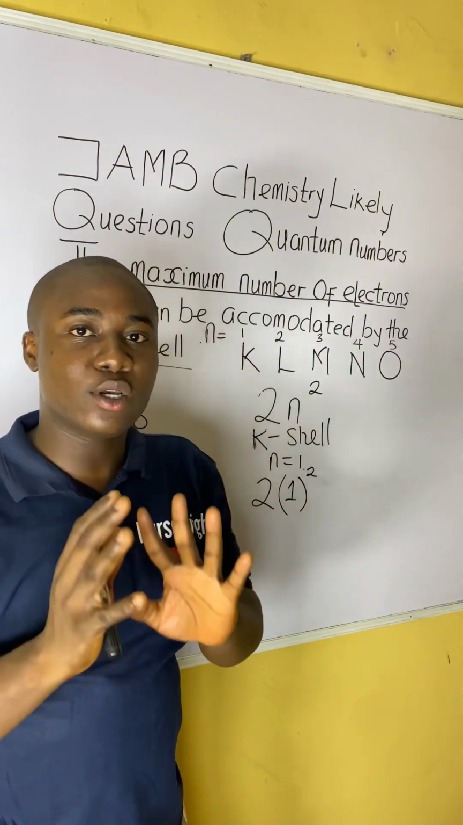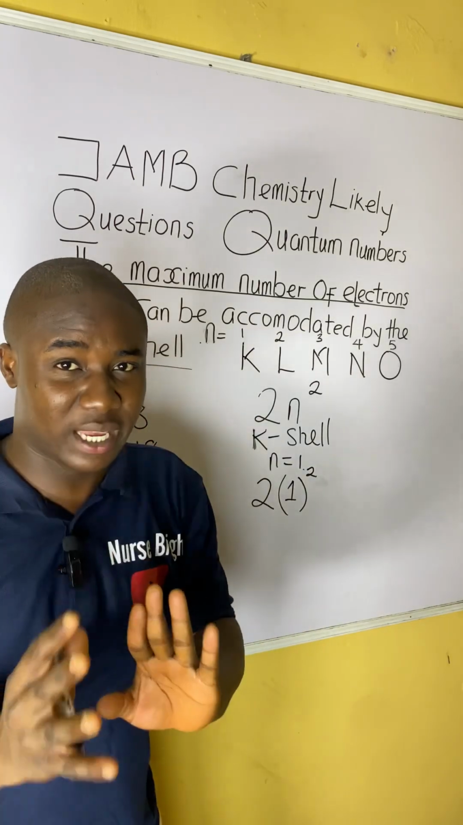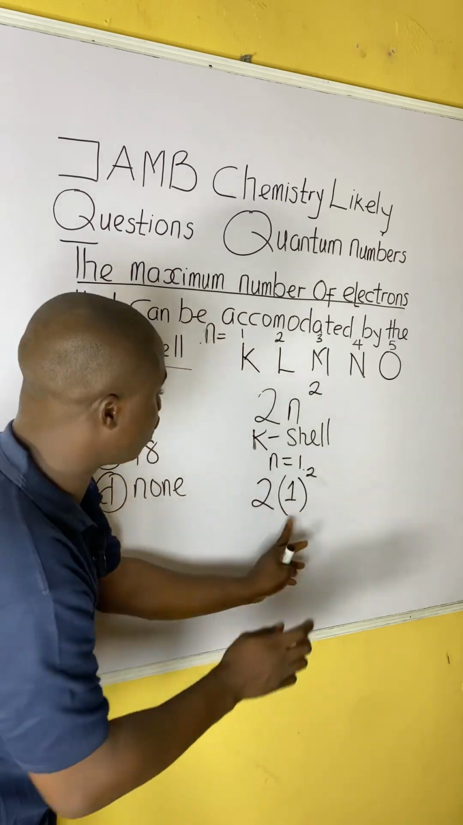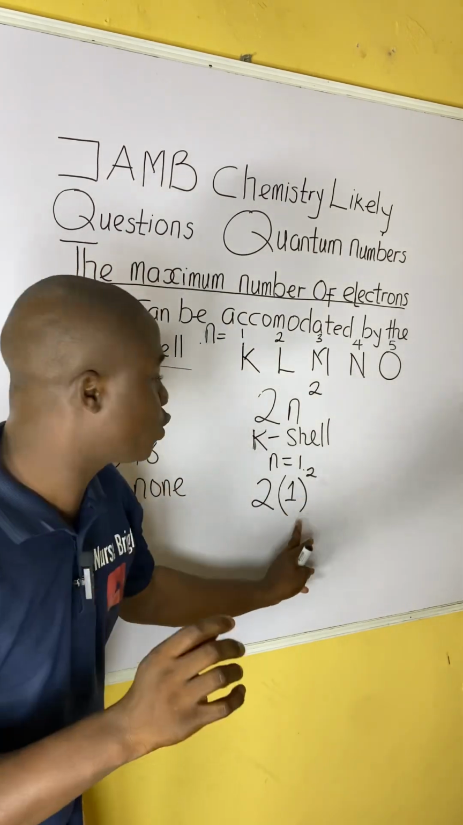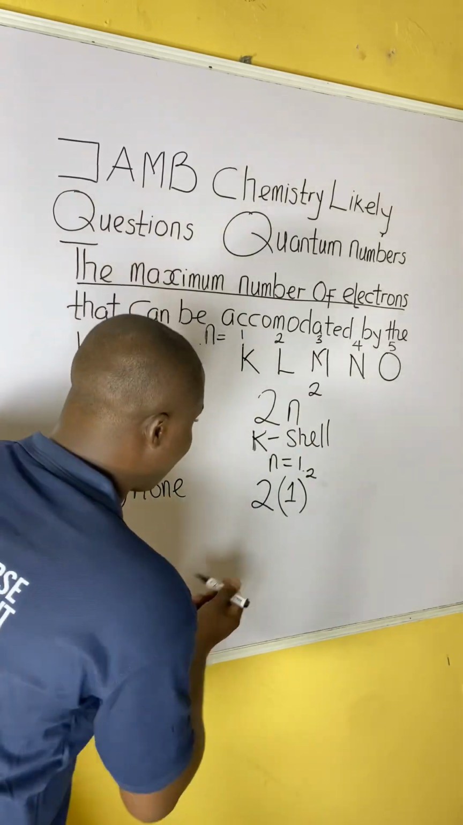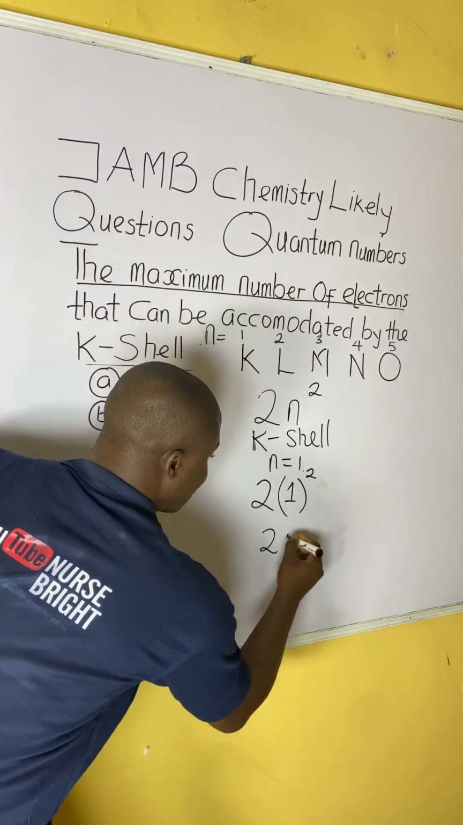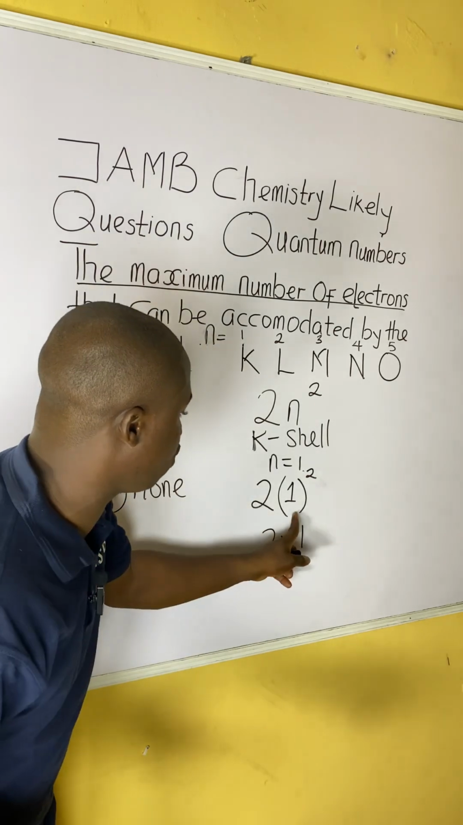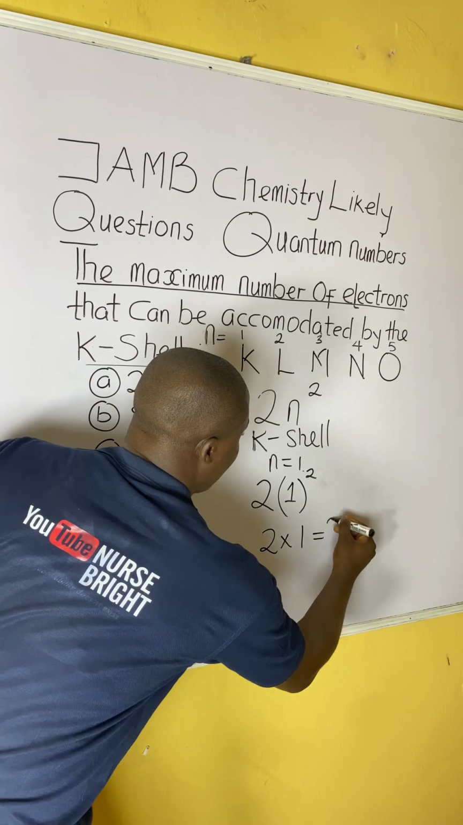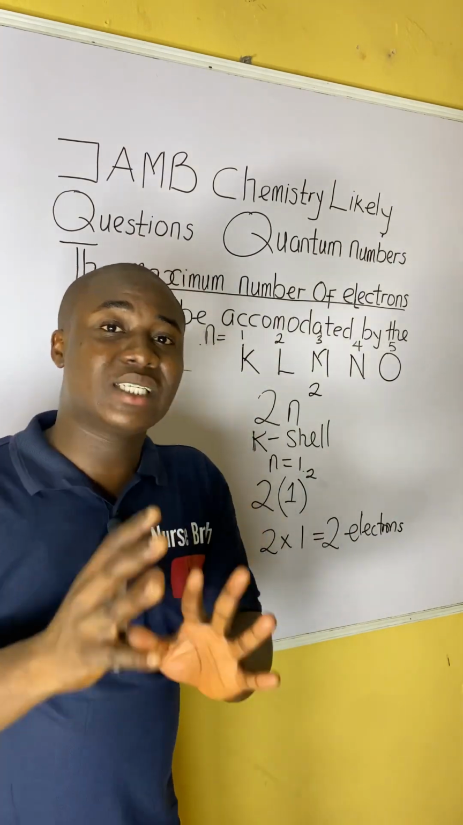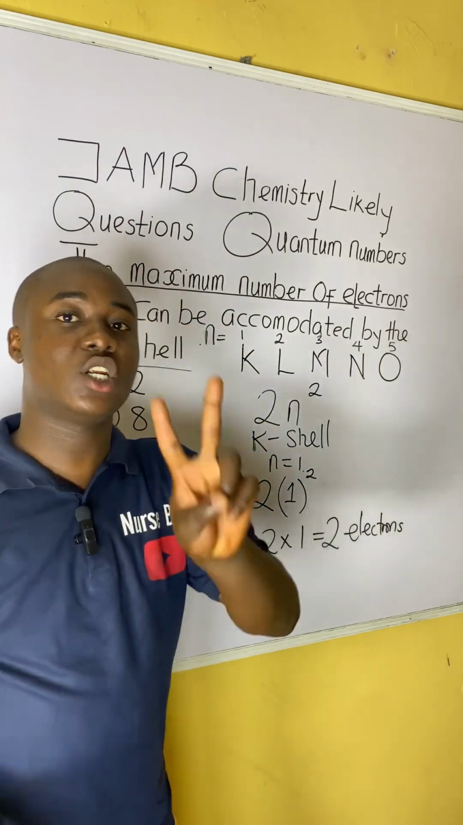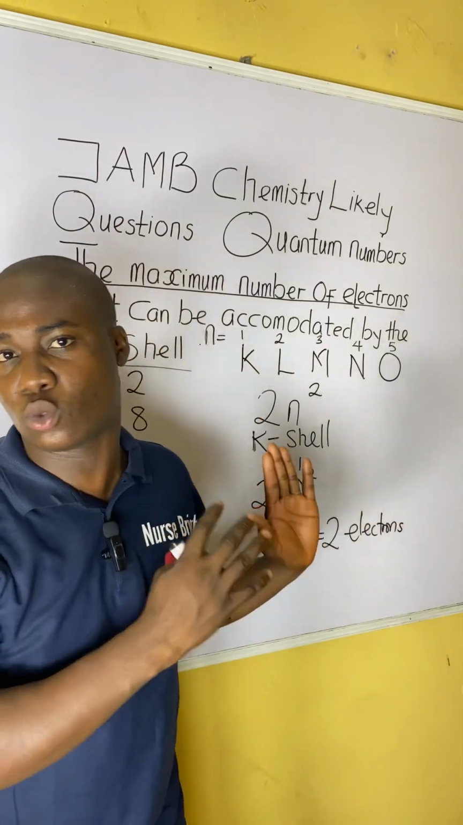Moving further, let us evaluate this. Please be careful: you solve for the bracket first before you solve for the number outside. So it's going to be 1 squared. 1 squared means 1 times 1, that is 1. So basically, we'll now have 2 times the 1 we've gotten, because 1 squared is 1. So 2 times 1 becomes 2. So the maximum number of electrons that should occupy the K shell is 2 electrons. I believe you understand how this question was solved.